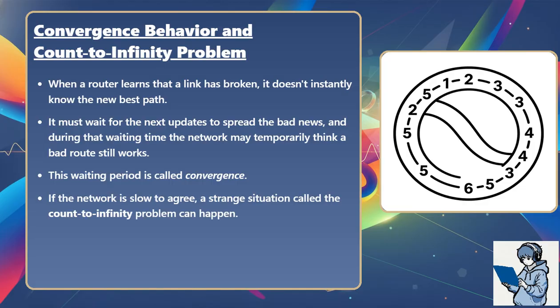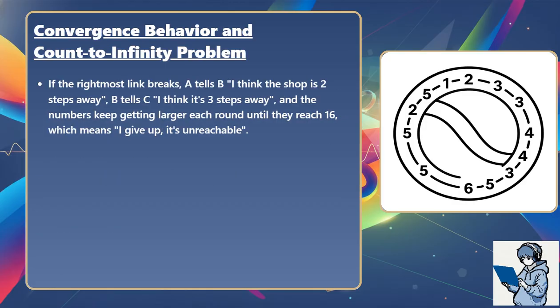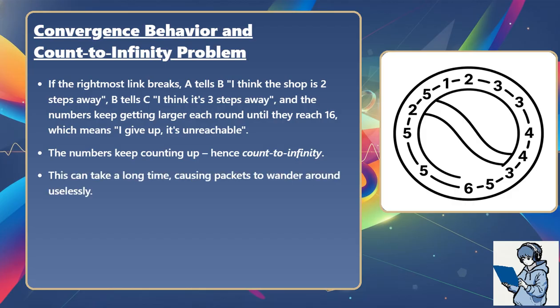If the network is slow to agree, a strange situation called the count to infinity problem can happen. Imagine 3 kids, A, B, C, sitting in a line, each thinking the candy shop is 1 step away through the neighbor on the right. If the rightmost link breaks, A tells B, I think the shop is 2 steps away. B tells C, I think it is 3 steps away. And the numbers keep getting larger each round until they reach 16, which means I give up, it's unreachable. The numbers keep counting up, hence count to infinity. This can take a long time, causing packets to wander around uselessly.